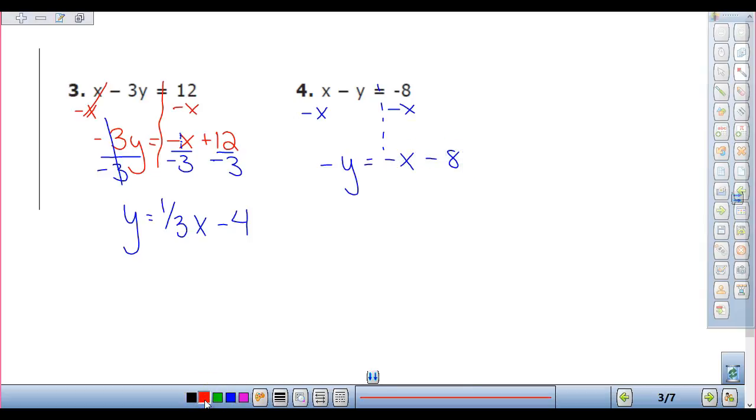How do I get rid of that negative in front of the y? Divide by negative 1. Good, divide by negative 1. So divide by negative 1, divide by negative 1. So y equals negative divided by negative is a positive x. There you go, good job, plus 8.